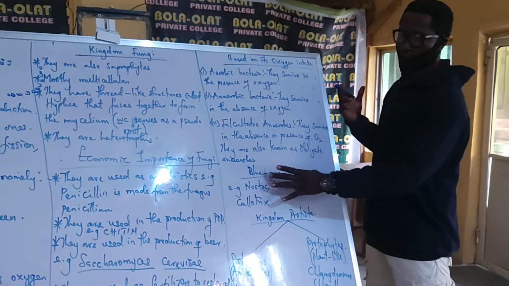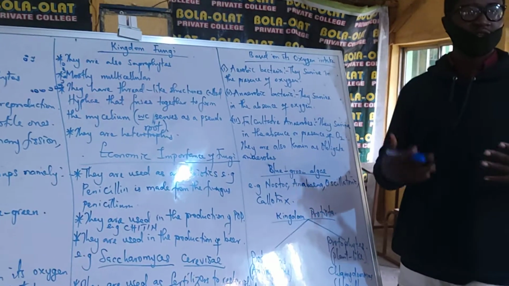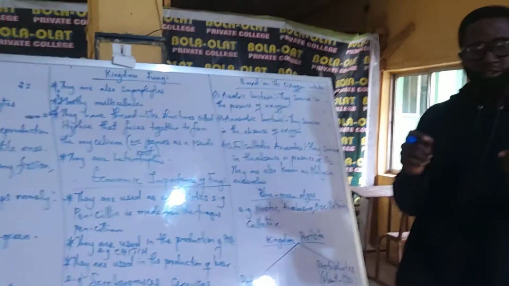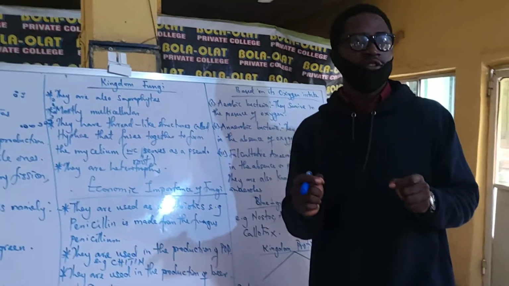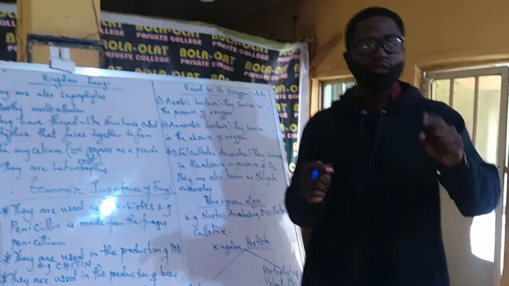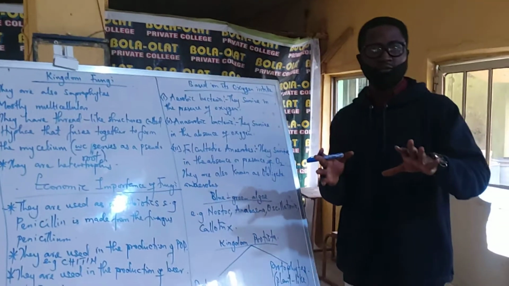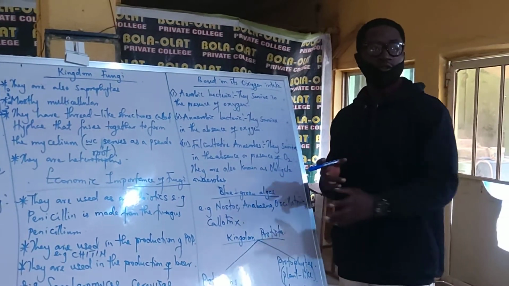Now the other one is blue-green algae. If I ask you to give me examples of blue-green algae, it's possible for them to ask, which of these is not a cyanophyte? What I just tried to tell you is, which of these is not a blue-green algae? Just know your blue-green algae, the ones you should know as an O-level student. You have your Nostoc, your Anabaena, your Oscillatoria, your Calothrix. These are examples of blue-green algae.